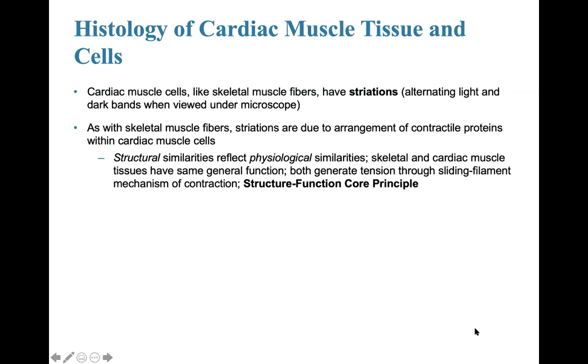Cardiac muscle cells, like skeletal muscle fibers, have striations, alternating light and dark bands when viewed under a microscope. As with skeletal muscle fibers, striations are due to the arrangement of contractile proteins within the cardiac muscle cells. Structural similarities reflect the physiological similarities. Skeletal and cardiac muscle tissues have the same general functions. Both generate tension through a sliding filament mechanism of contraction.